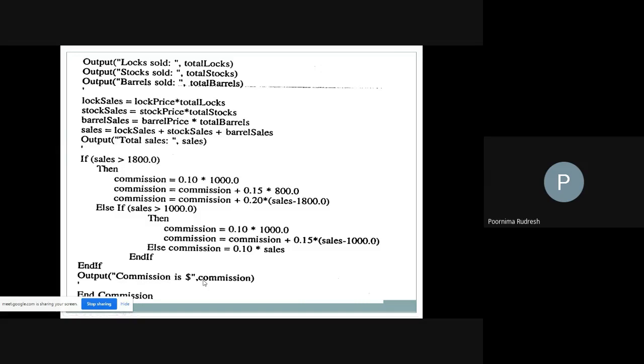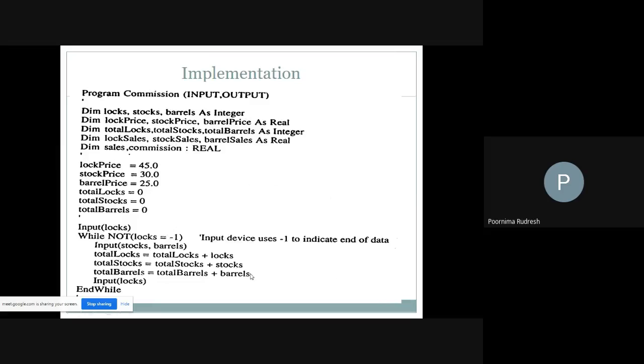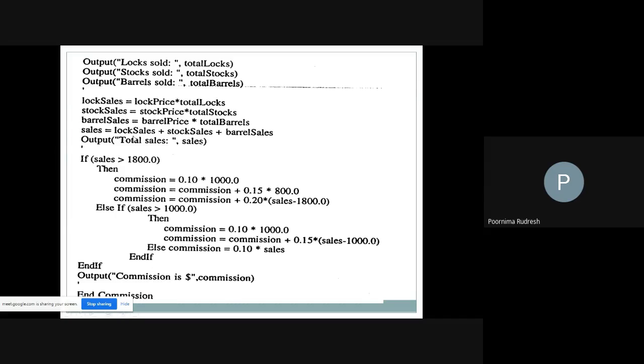So here we are considering three pieces. The first one is giving the input. What does giving the input mean? Entering the number of logs, stocks and barrels sold. Based on that, we are calculating the total sales. Based on the value of the total sales, commission is calculated.